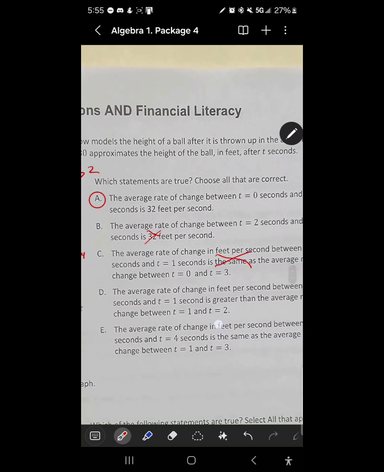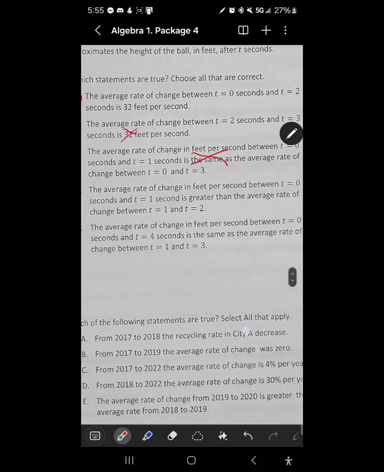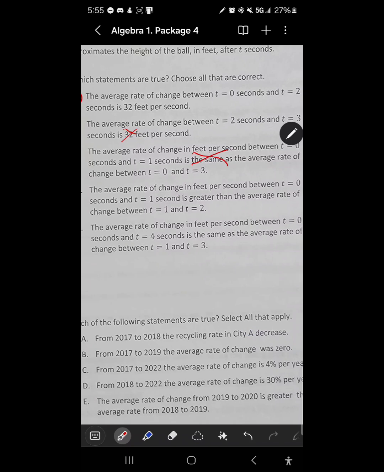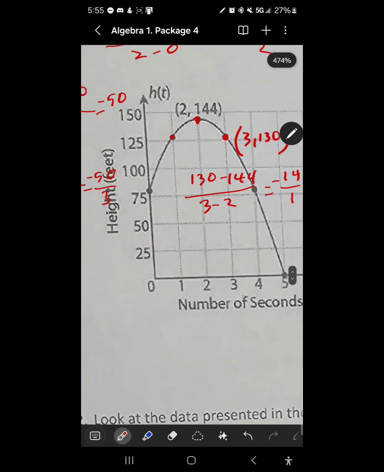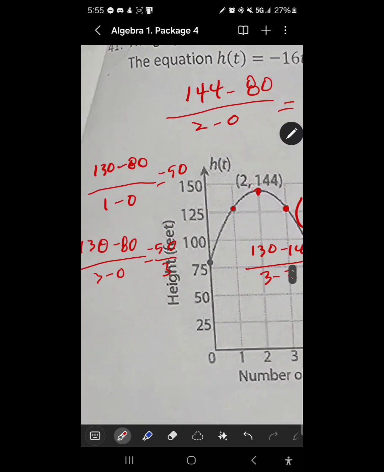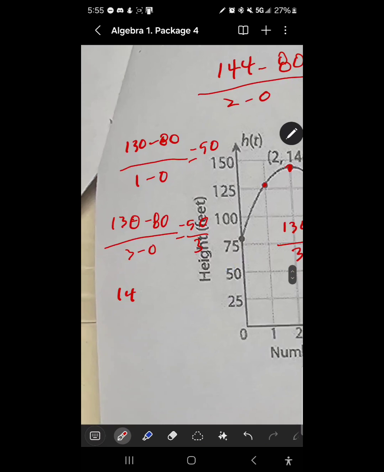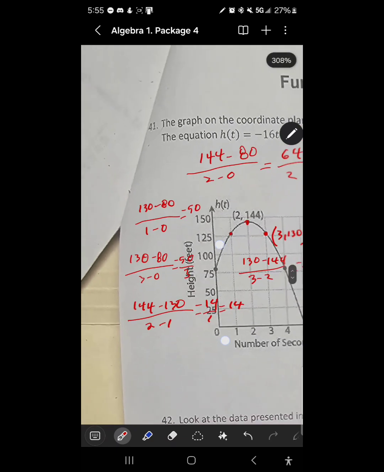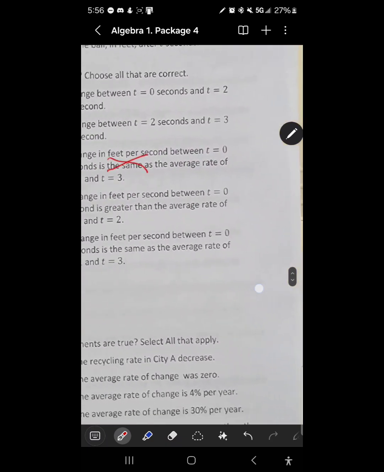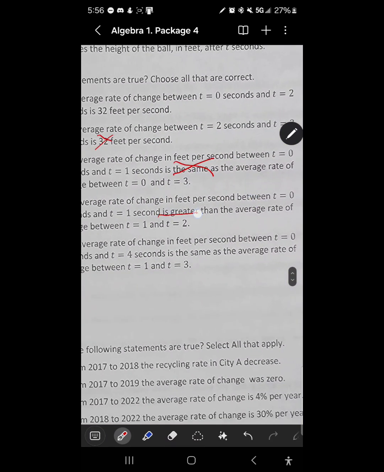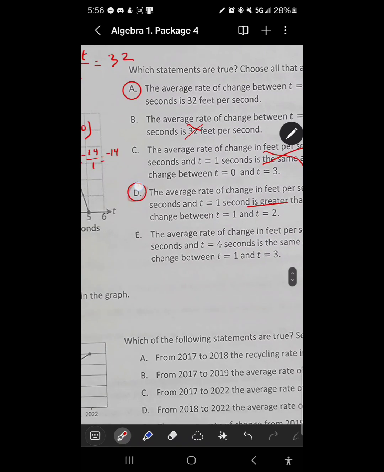So it's not the same. Now the average rate of change in feet per second between 0 seconds and 1 second is greater than the average rate of change between 1 and 2. So the average rate of change between 1 and 2 is 144 minus 130 over 2 minus 1. So this will be 14 over 1 or just 14. And then the rate of change between 0 and 1 is 50. So between 0 and 1 is greater than between 1 and 2 because 50 is greater than 14. So, yep, it is greater. So this is true.